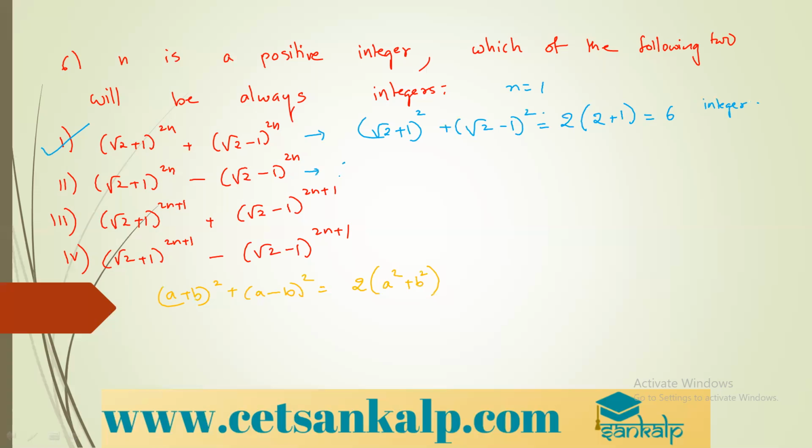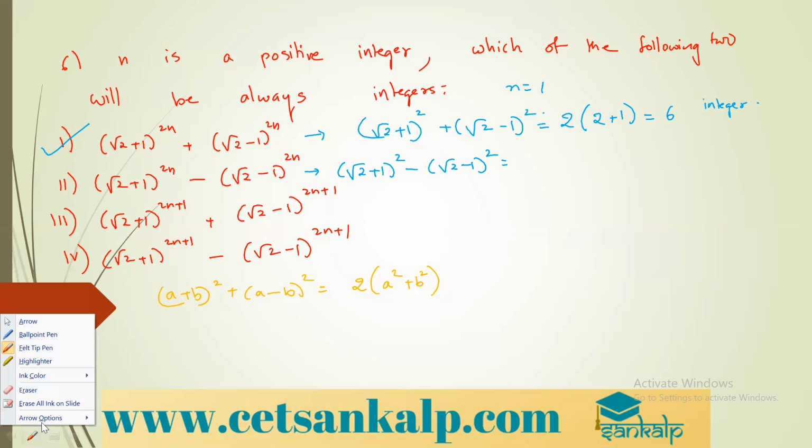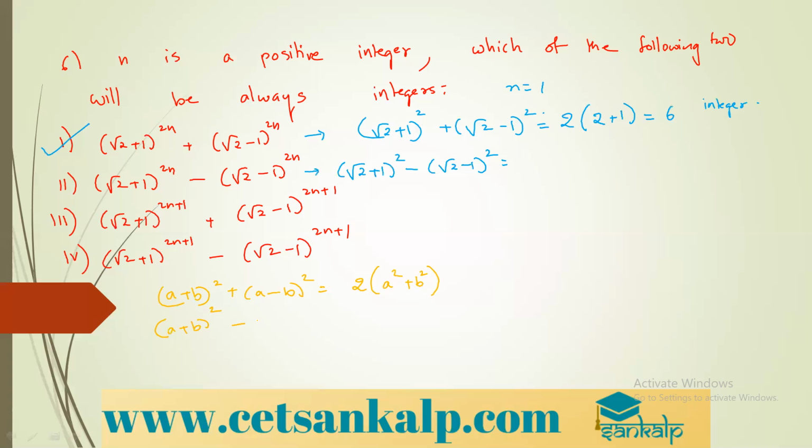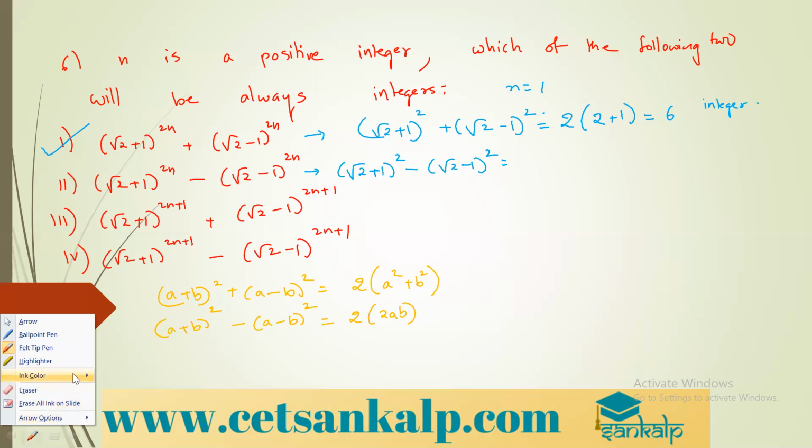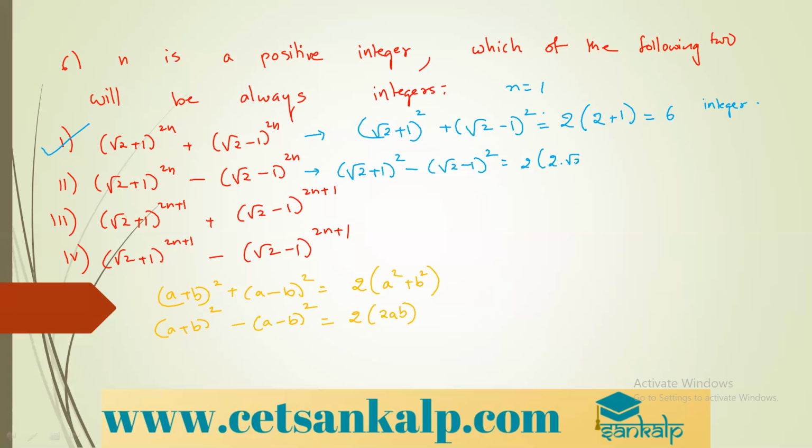Coming to the second one, I have (root 2 plus 1) whole square minus (root 2 minus 1) whole square. For this also there is a formula. (a plus b) whole square minus (a minus b) whole square is 2 times 2ab. That's the formula. So I will have 2 times 2 into a is root 2, b is 1. So I have 4 root 2. It is not an integer. I can remove this option.